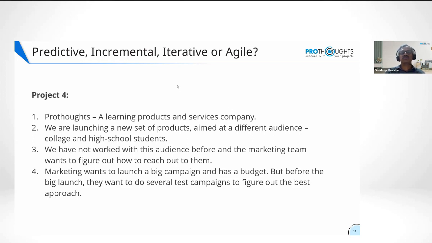So back to Pro Thoughts now. We want to diversify into different segments. Marketing team has come in. We want to do a big launch, but before we do the big launch and spend a ton of money on it, we want to try out. Does this really work? To the college student, school student, do they even look at it? If we publish a newspaper ad, they may not even look at it.